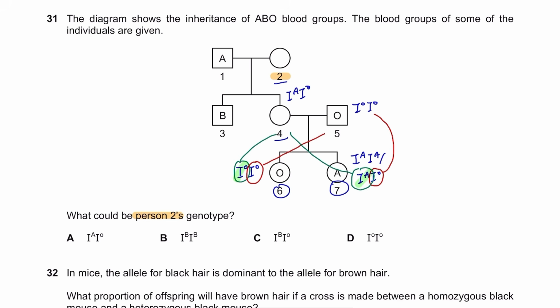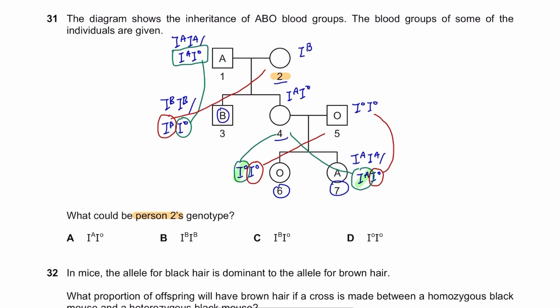Now, person 3 has blood group B, and same thing like A, it can be IBIB or IBIO. Then person 1 has blood group A, which can be IAIA or IAIO. Since person 1 does not contain any allele for blood group B, IB, it shows that the allele IO has been passed on to person 3, which leads to the conclusion that allele IB is from person 2. So one of the alleles of person 2 is IB.